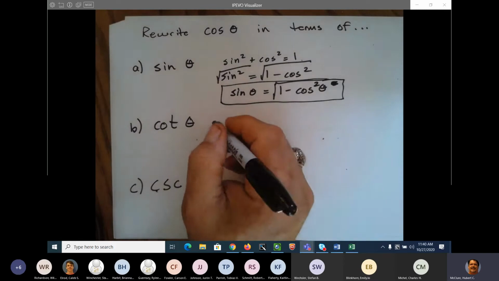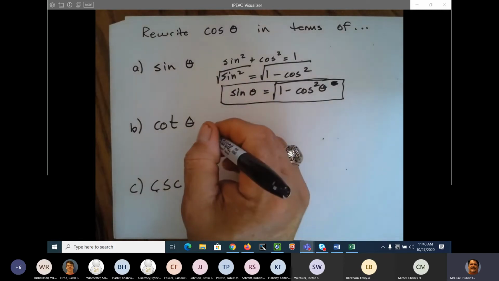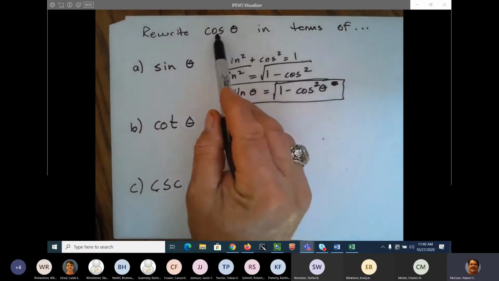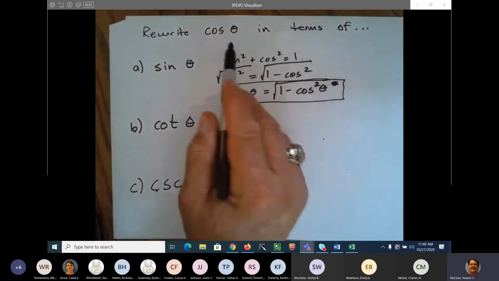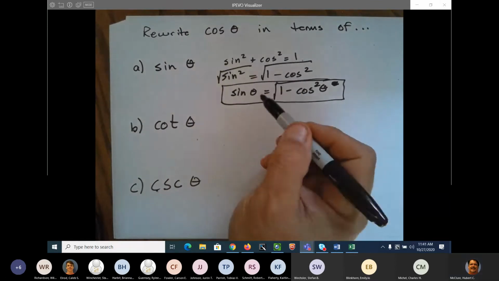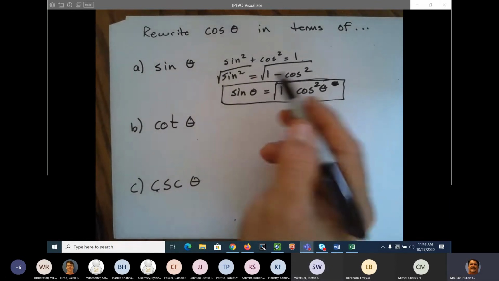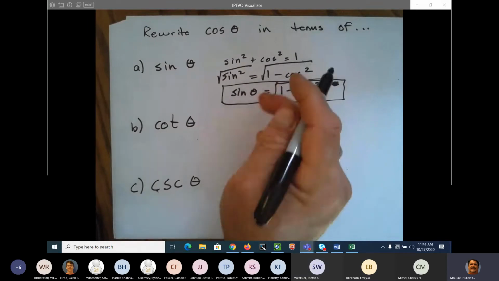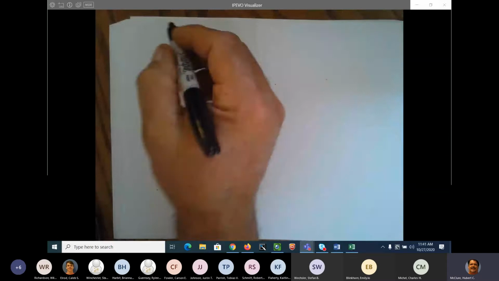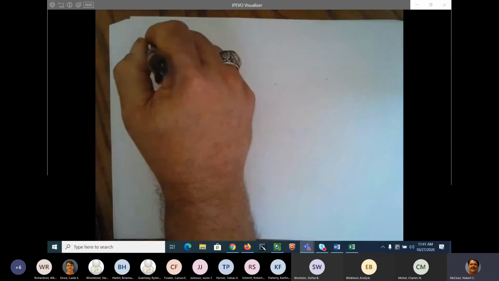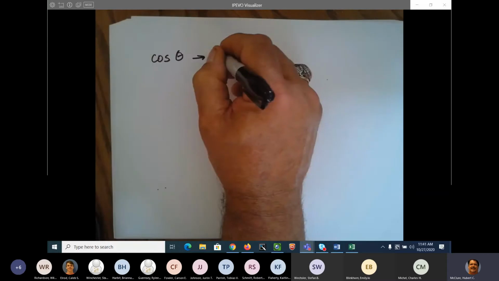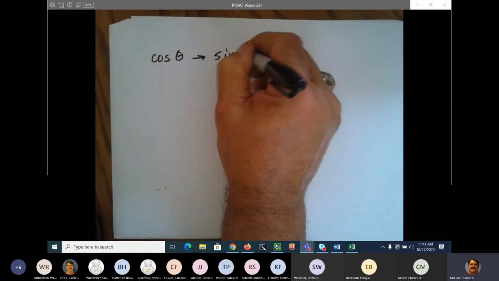I'm going to rewrite the cosine. Wait a minute, cosine. Oh, wait a minute, I messed up. Rewrite cosine in terms of... so I went backwards. I'm sorry. Oh, shoot, I did the opposite. I'm sorry. See, that's why I don't like this question. I'm just going to do it like this. Rewrite cosine in terms of sine. That's the way it's supposed to be written.